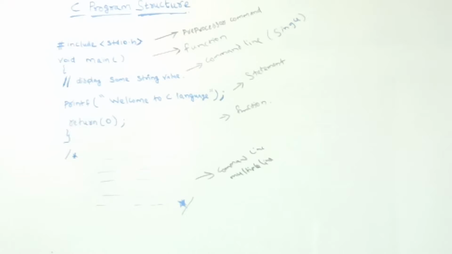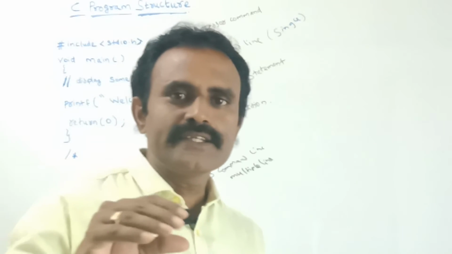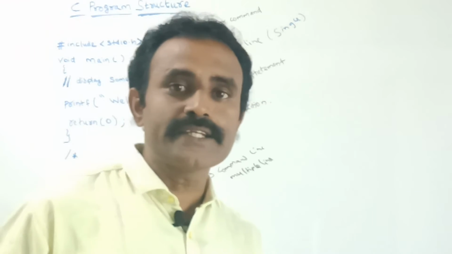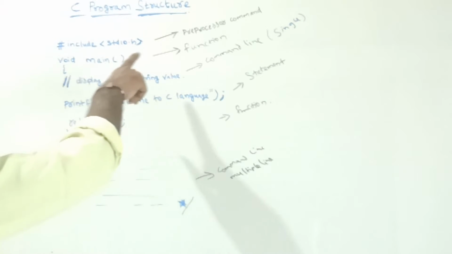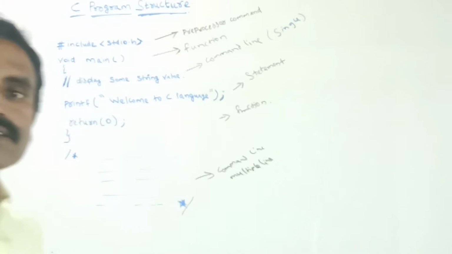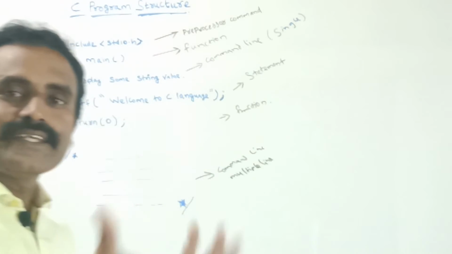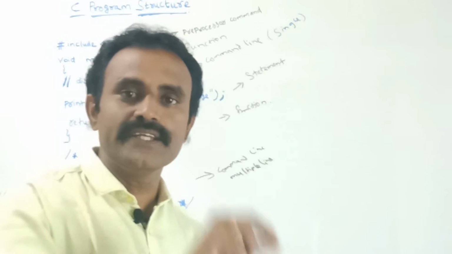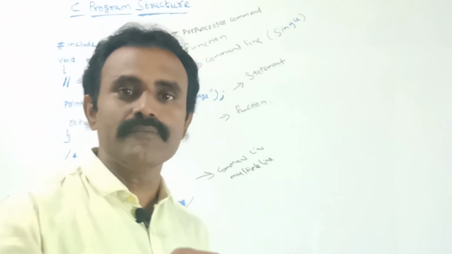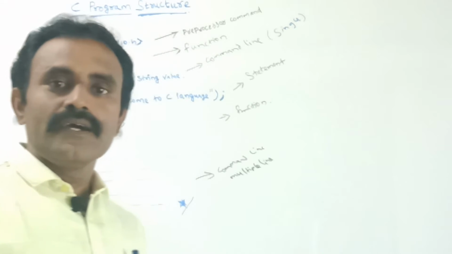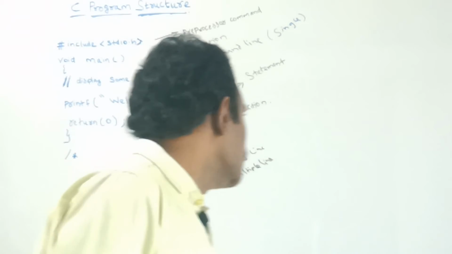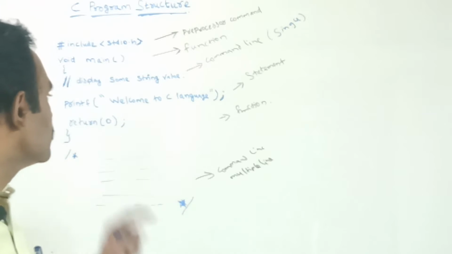Next one, here printf. This printf function is stored or defined in the header file stdio.h. In the preprocessor directive stdio.h, the printf function is declared. When we are invoking that stdio at runtime, it will be fetched from the external libraries.